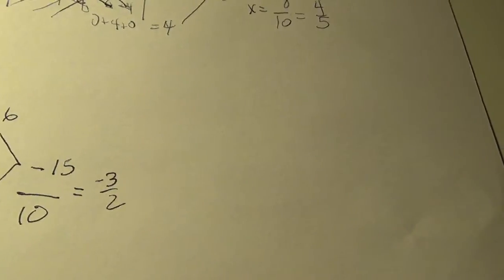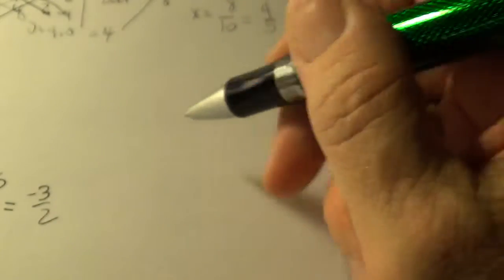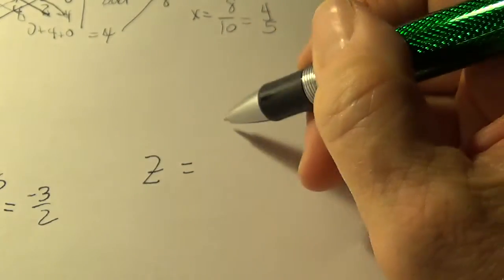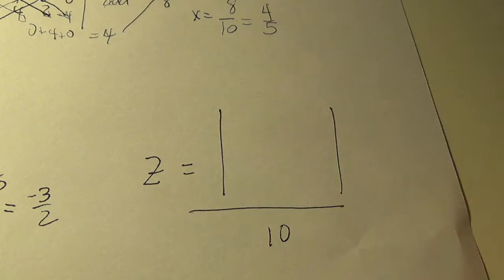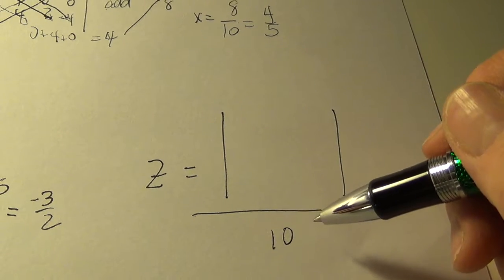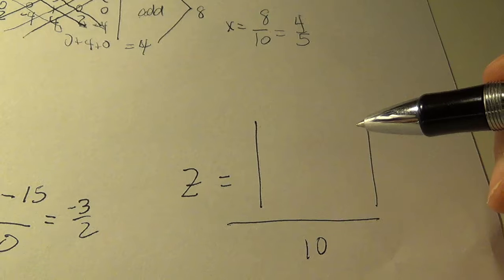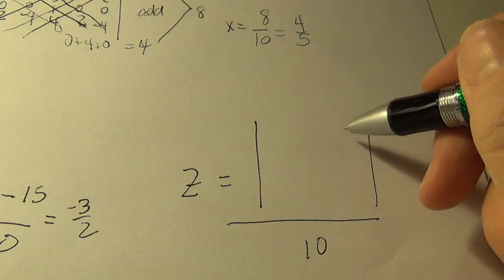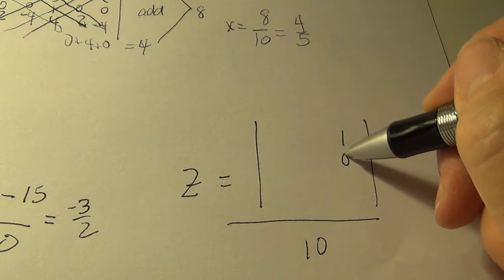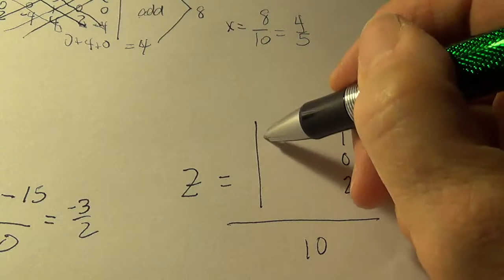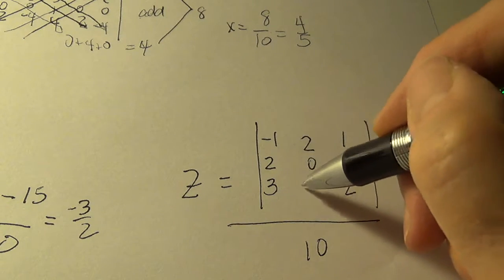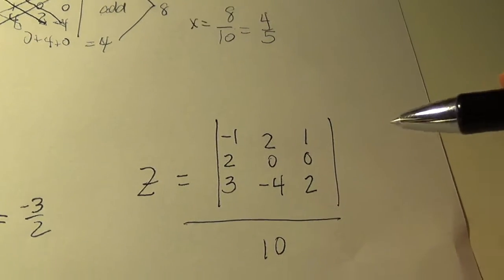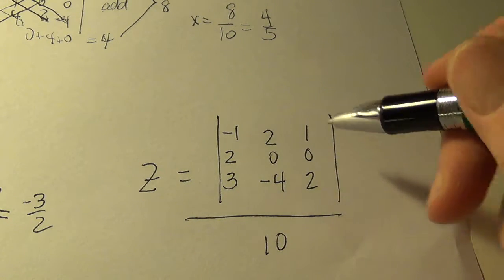Alright, one more. Let's see if you can come up with the z. I'll set it up, see what you can do. So the coefficient matrix has a determinant of 10, and the z matrix, we'll put the constants here instead of the z values, and these will be unaltered. Alright, I'll let you get the determinant of that.